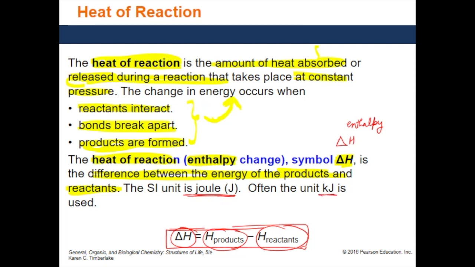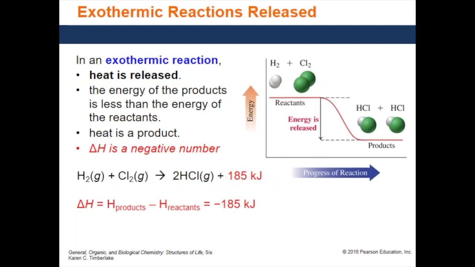Okay, now this delta H can be a positive value or a negative value, and that depends on if the reaction is exothermic or endothermic. We have previously, in a previous chapter, talked about what an exothermic reaction is. Exothermic: exo means exit, thermal means heat. An exothermic reaction is a reaction where heat is released, energy is released.